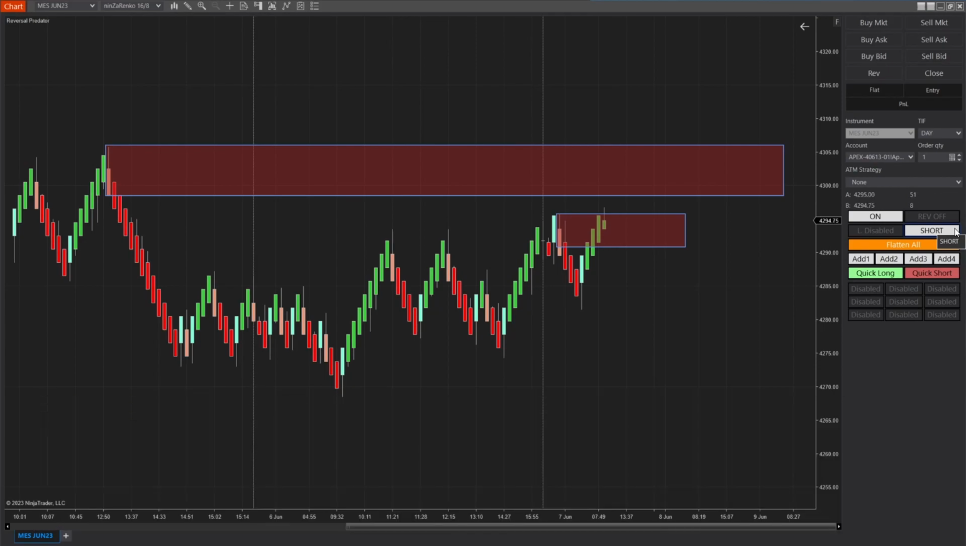So the main thing I look for are supply and demand zones. If you don't know what these are, they are basically just areas of high liquidity. The idea is to find where the big players are either selling off or where they start accumulating and buying.